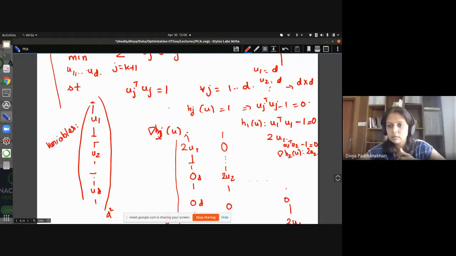So the first constraint, u1 transpose u1, will involve only the first d components. It will only involve that. When you take the gradient with respect to all the u's, if you take the gradient with respect to u1, you will only get 2u1. Do you agree with that? So the gradient of this constraint with respect to the first d variables, u1, is just going to be the vector 2u1. Is that okay?